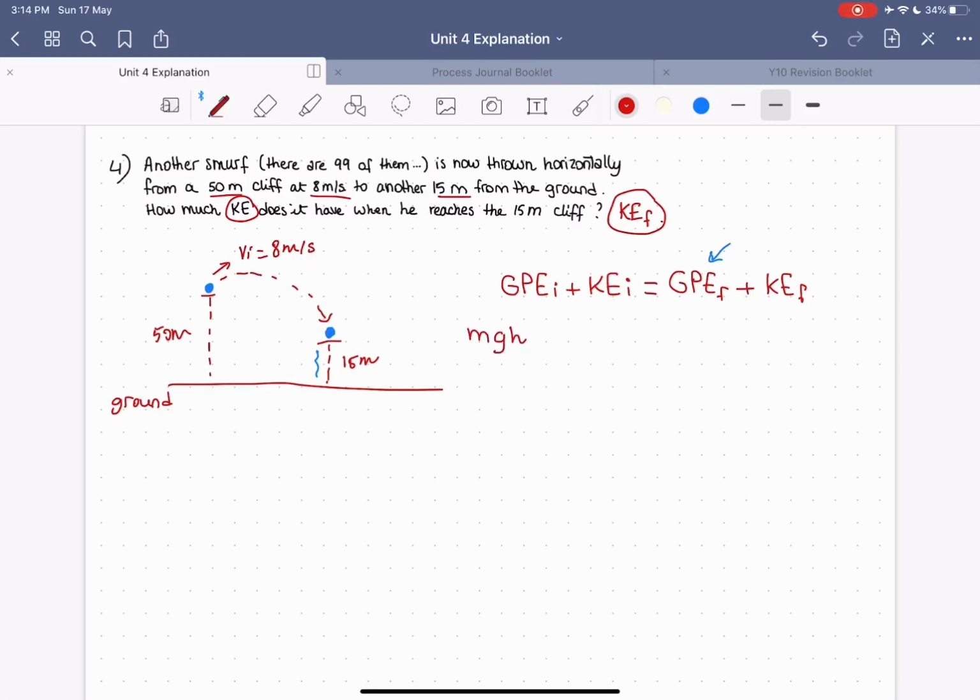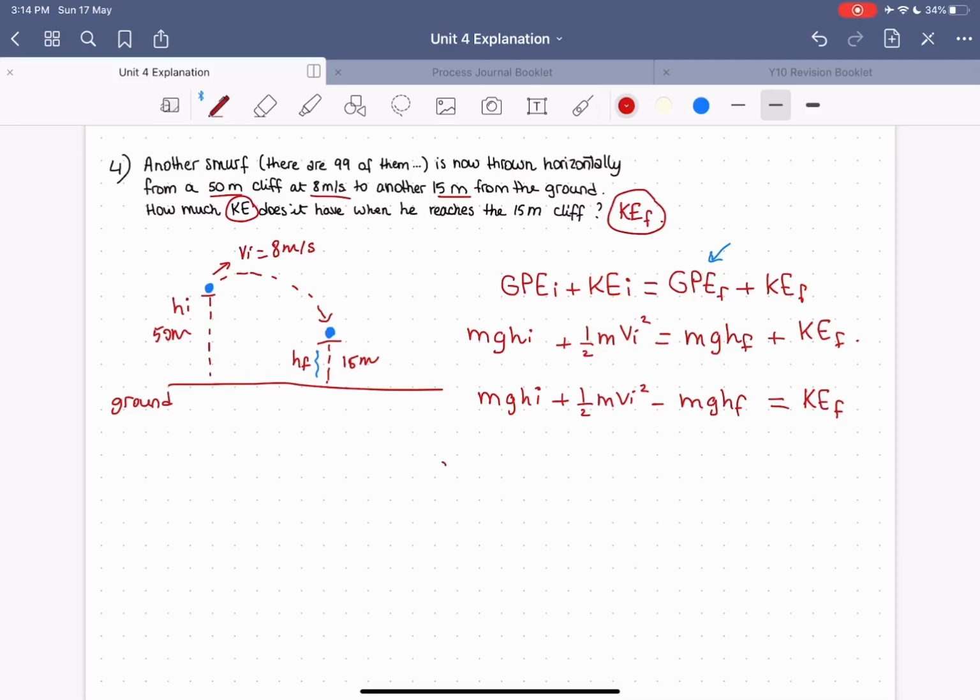So we need to just substitute everything that we have. We have mgh initial, that's hi, and that's hf, plus half mass velocity initial squared is equal to mgh final plus KE final. I will not develop this because I need it as it is, so I'm just going to keep it. So now mghi plus half mass velocity squared minus mgh final is equal to kinetic energy final.